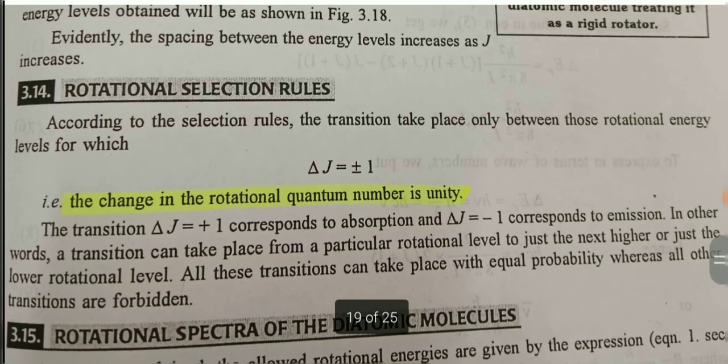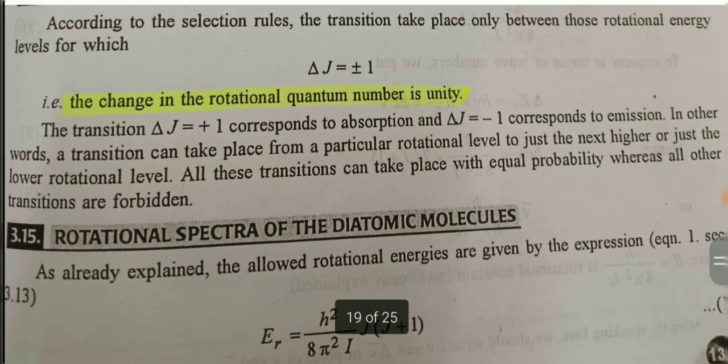Heading 3.14 Rotational Selection Rules. According to the selection rules, the transitions take place only between those rotational energy levels for which del j is equal to plus or minus 1. That is, the change in the rotational quantum number is unity. The transition del j equal to plus 1 corresponds to absorption and del j equal to minus 1 corresponds to emission. In other words, a transition can take place from a particular rotational level to just the next higher or just the lower rotational level. All these transitions can take place with equal probability, whereas all other transitions are forbidden.